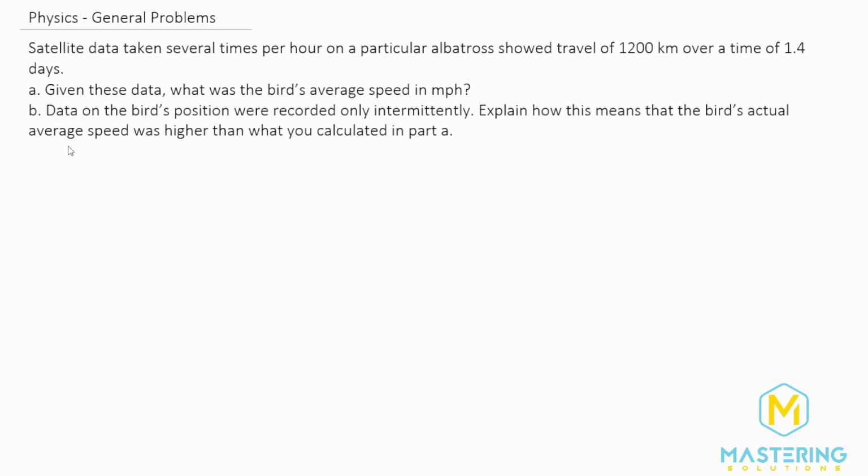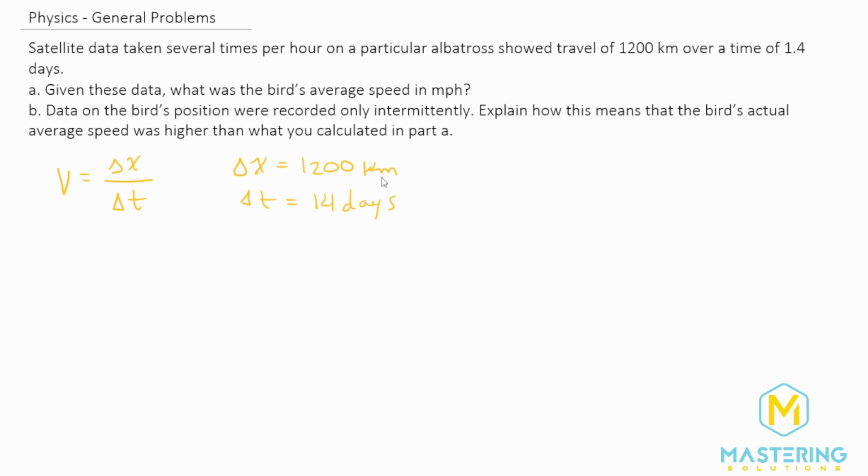For part A in this problem, they want us to calculate the average speed of the bird in miles per hour. So to do that, let's write down the equation that we'll be using, which is velocity, the change in distance, or delta x, over a change in time, delta t. They tell us that the bird covered a distance of 1,200 kilometers over a change in time of 14 days.